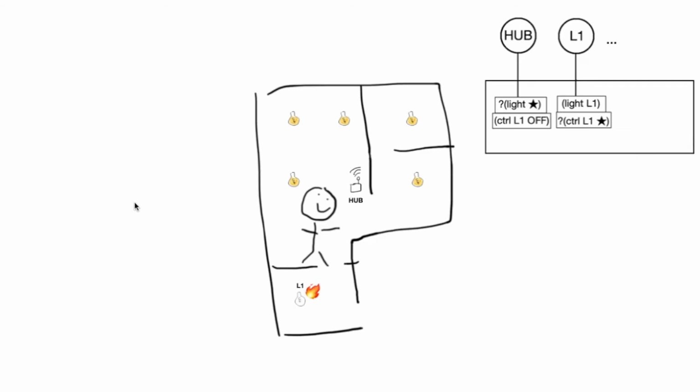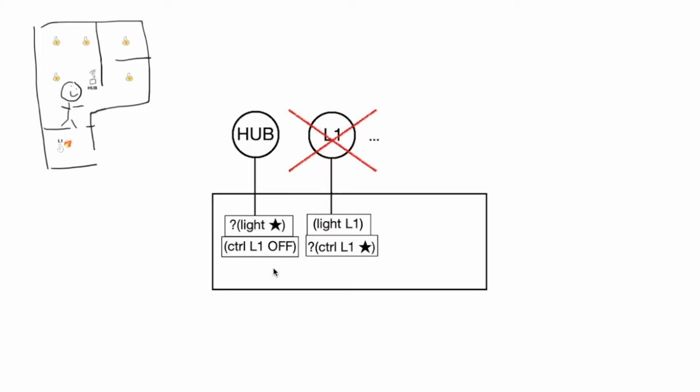Another important element of dataspaces is the link between assertions and actors. If L1 burns out, for example, the corresponding actor will exit. When an actor exits for any reason, the system automatically removes each of its assertions. The hub actor's interest also subscribes it to these disappearances, yielding a corresponding routing event. This information allows the hub actor to withdraw its control for L1 and notify me to replace the bulb.